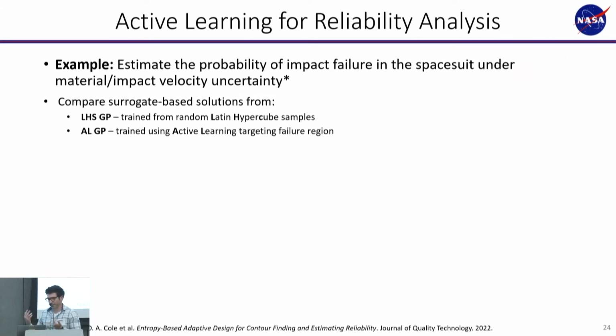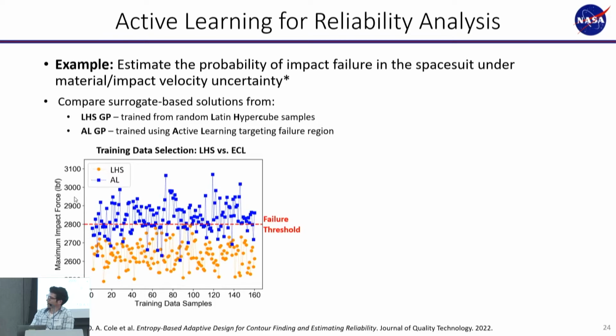So here's an example of how that performed on a case where we're trying to estimate the impact failure in a spacesuit. I'm comparing 2 surrogate-based solutions here: a standard Gaussian process on randomly sampled training data, versus a Gaussian process trained using active learning in this way. Here's a look at where training data is being selected compared to where the failure threshold is. The main takeaway of this plot is that the active learning approach in blue is learning to put more training data along where that failure threshold is. So, more training data near failure means we have higher accuracy for predicting pass versus fail.